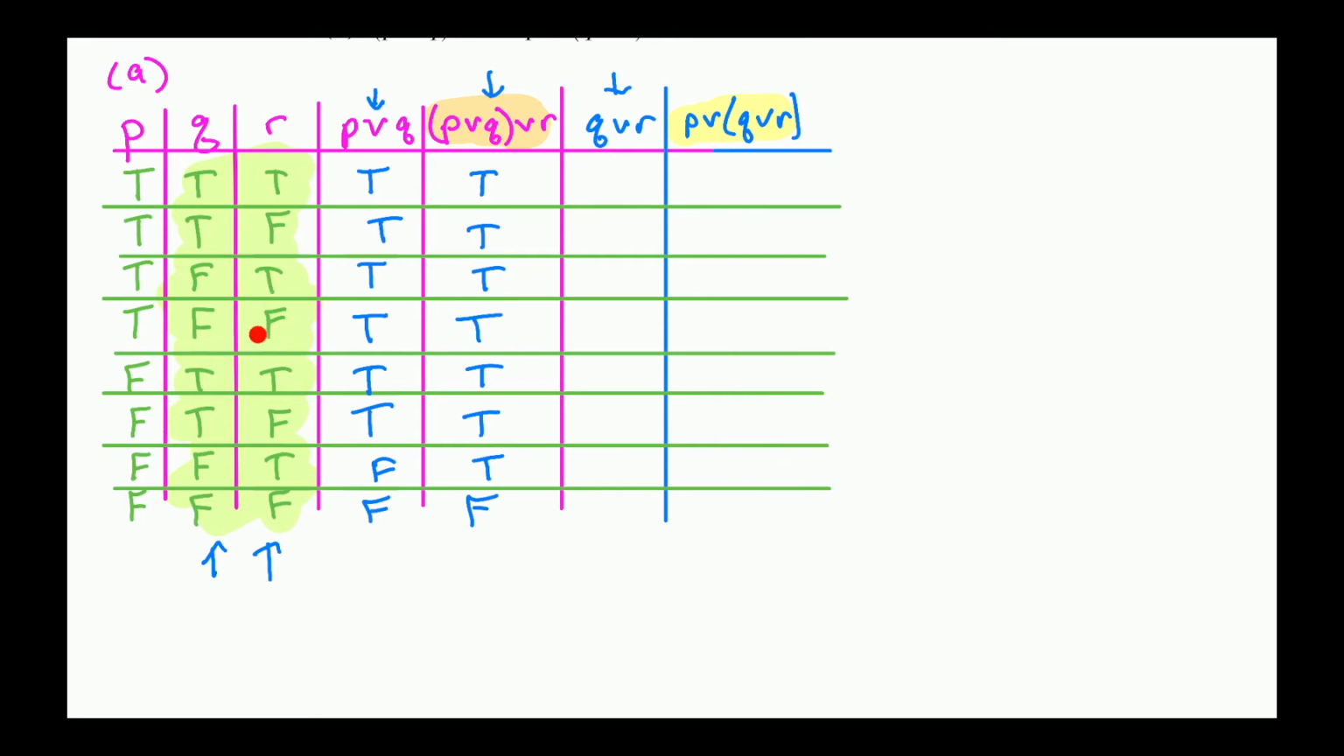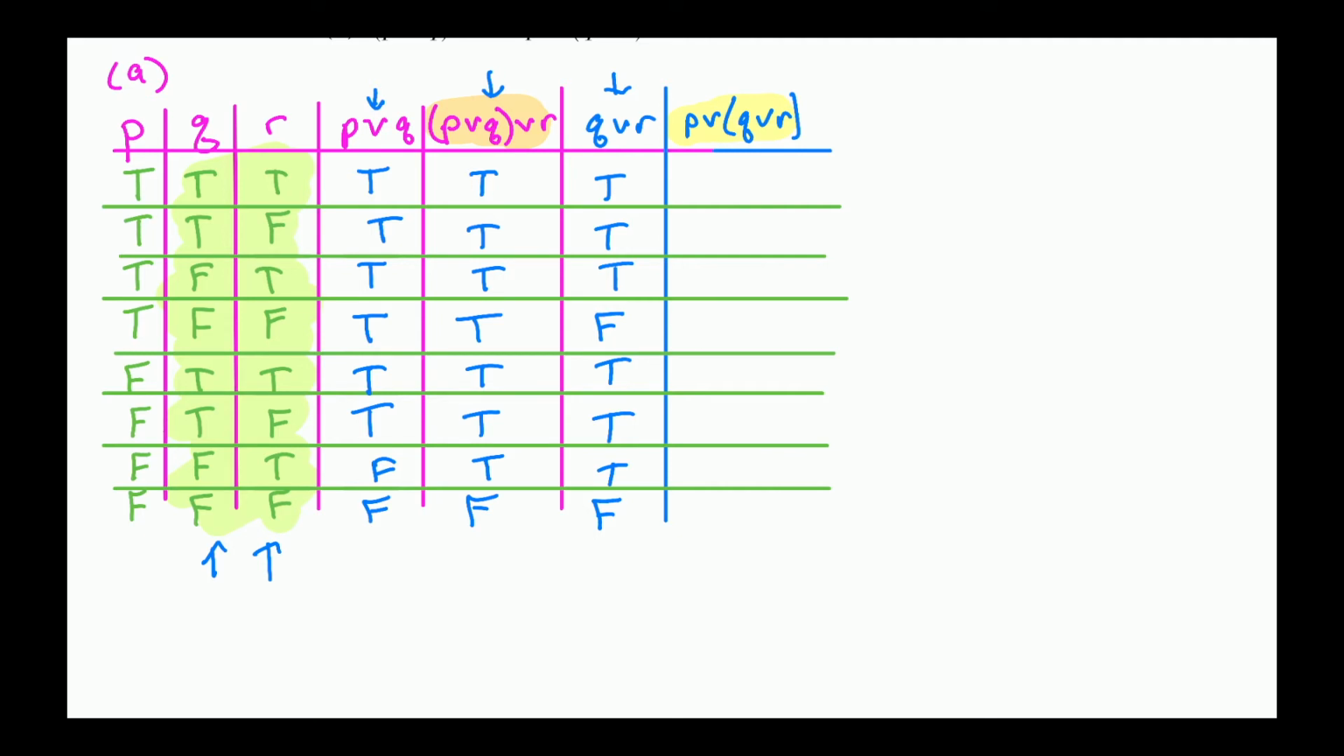Hey, there's a false. Here's another false. Right? So we only have falses where there are two falses on the left side there. The rest are true.